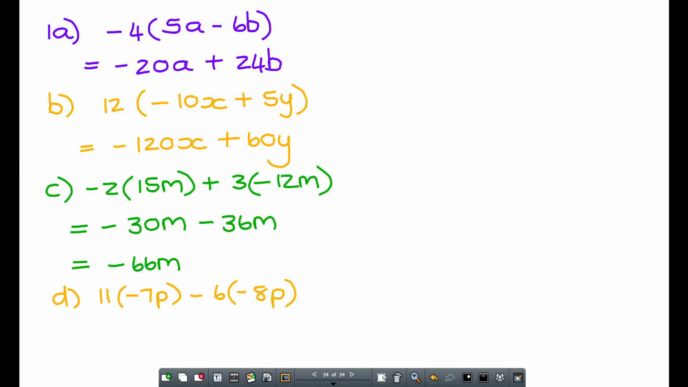Okay, over here, 11 I had to multiply with that. So I would get minus 77p. Then minus 6 times minus 8p would give me positive.